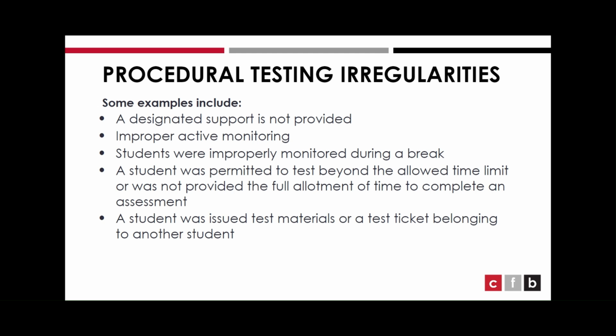Some examples of procedural testing irregularities include a designated support is not provided, improper active monitoring, a student was improperly monitored during a break, a student was permitted to test beyond the allowed time limit and was not provided the full allotted time to complete their assessment, or a student was issued test materials or a test ticket belonging to another student.